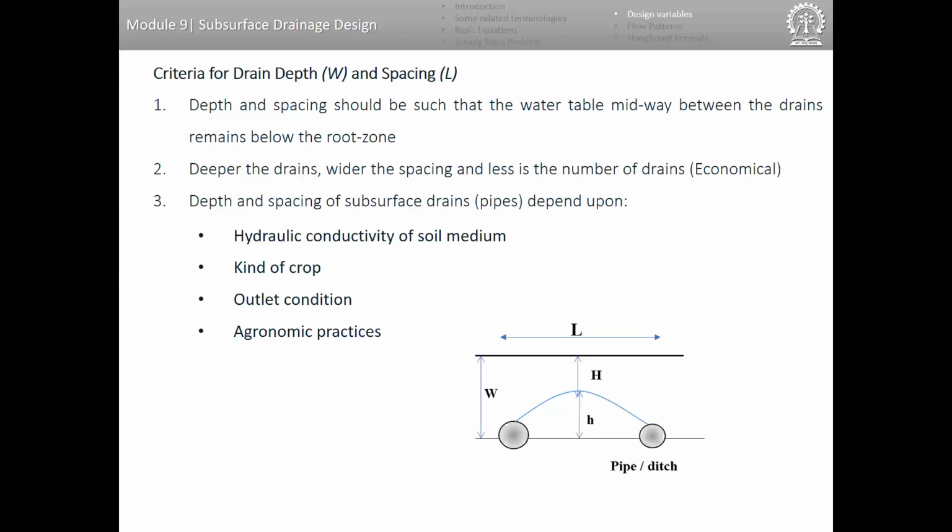Then the depth and spacing of the subsurface drainage system depend on what kind of soil medium we have, and what the properties of the soil medium are, essentially its hydraulic conductivity. It also depends on what kind of crop we are going to take, what the outlet condition is, and what agronomic practices we are going to follow. These are the criteria that need to be considered while deciding the drain depth and spacing.